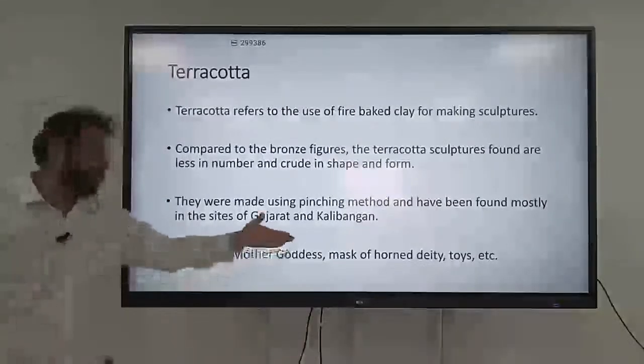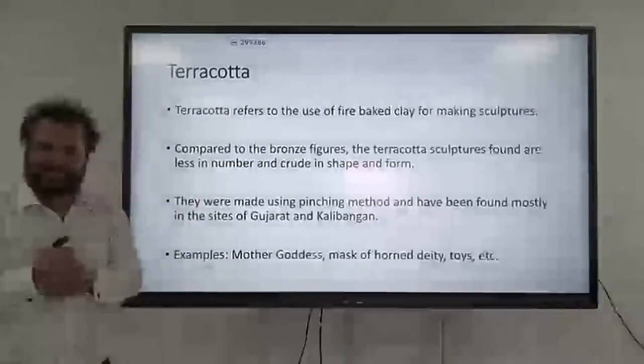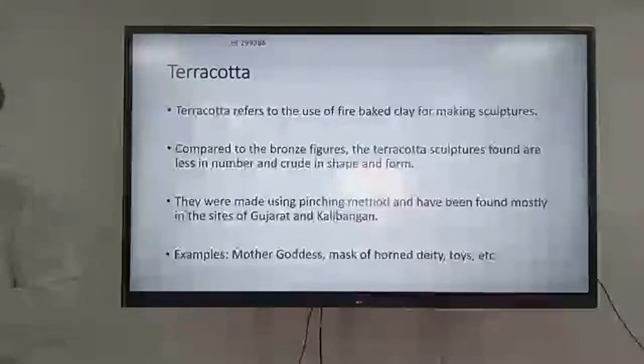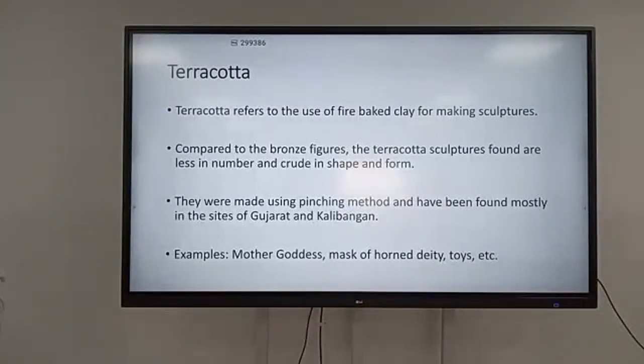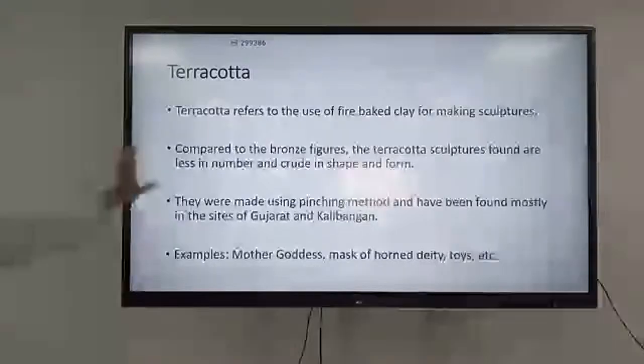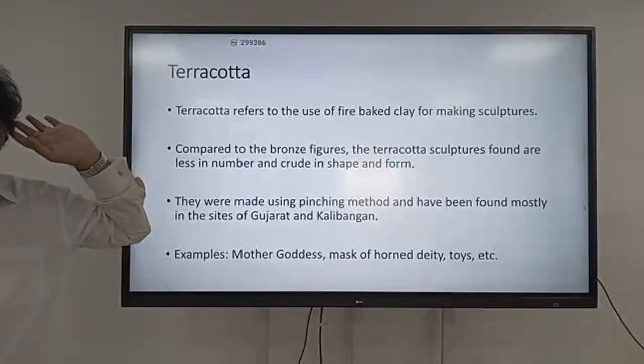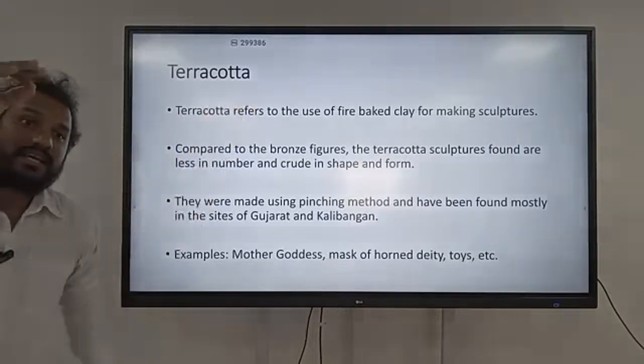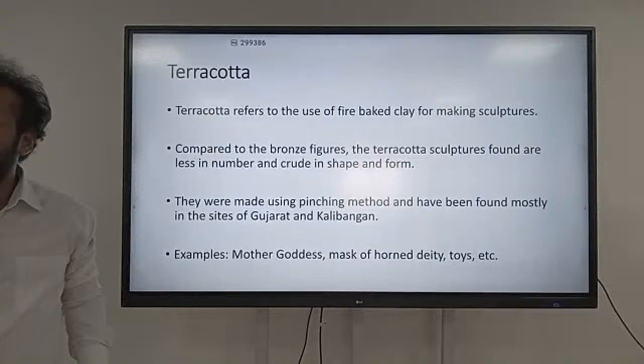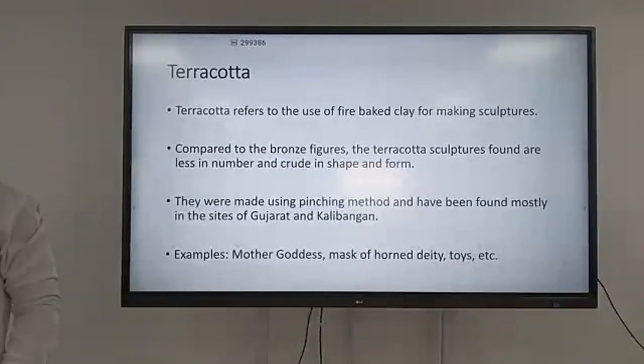For example, we have the mother goddess, mask deity, and other toys, like bullock carts. Bullock cart toys made of terracotta were also found. But the majority of the terracotta toys found were of the mother goddess, found in abundance. That is the reason historians concluded that IVC people were a matriarchal society, a mother-dominant society. Now we have a patriarchal society, but the IVC had a matriarchal society, which means the mother was the head of the family. Even till now, some parts of Kerala follow this matriarchal pattern.